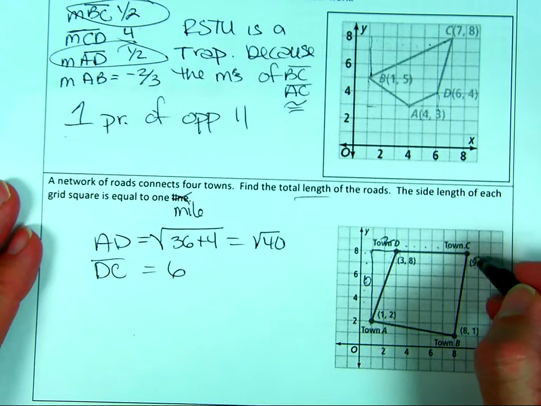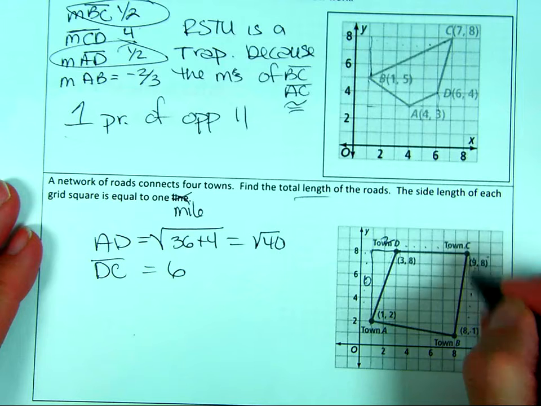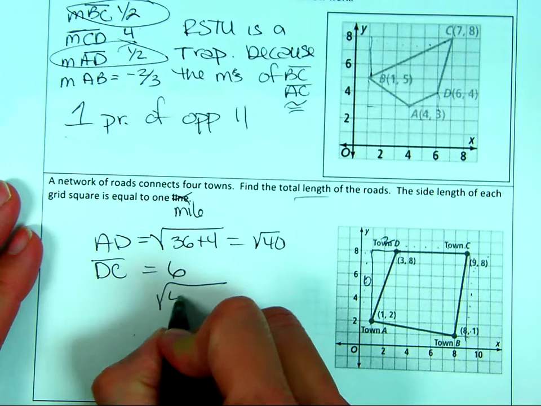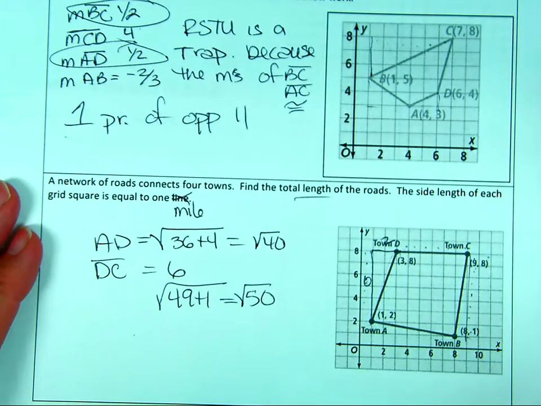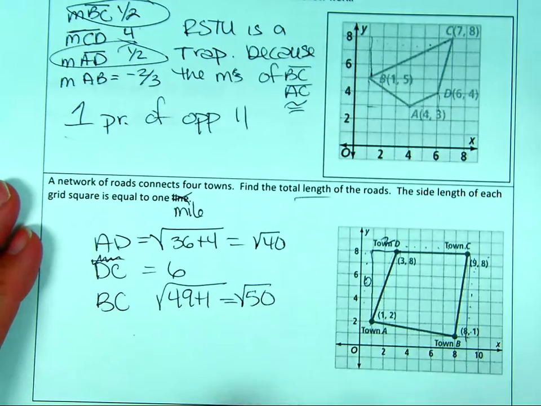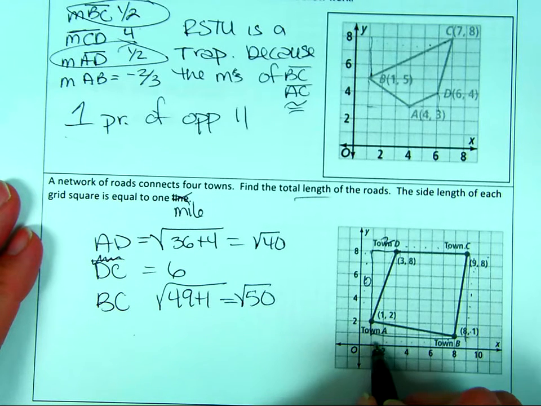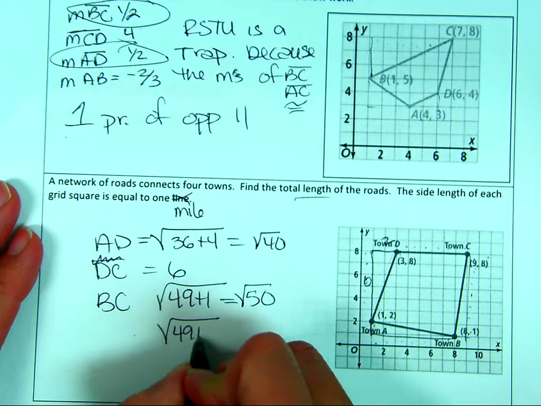And so 1, 2, 3, 4, 5, 6, 7. 7 down and 1, so that's the square root of 49 plus 1, which would be the square root of 50. And that was CB. Oops, I shouldn't have put that there because I'm doing distance. And then this one is 1, 2, 3, 4, 5, 6, 7, and 1. So that's also the square root of 49 plus 1, which is 50.